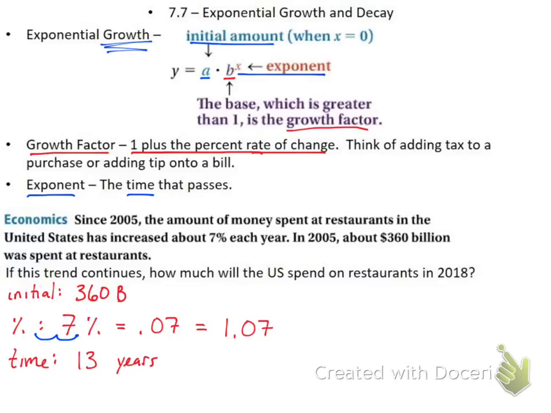So when I do this, I'll go y is equal to my initial, which is 360, times my growth factor, which is 1.07, to the 13th power. And I can just plug that in as is in my calculator, 360 times 1.07 to the 13th power. And I get y is equal to $867.5 billion on restaurants.